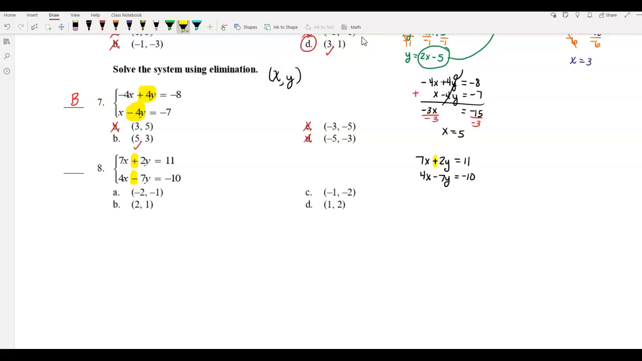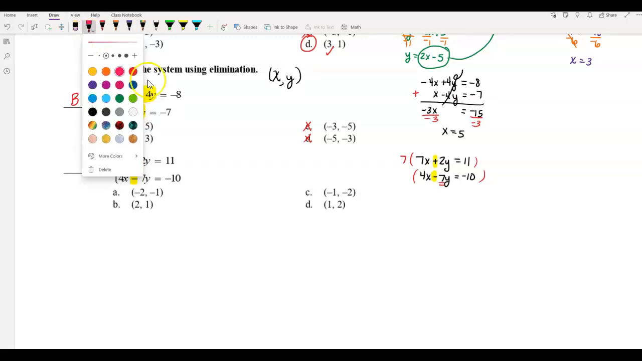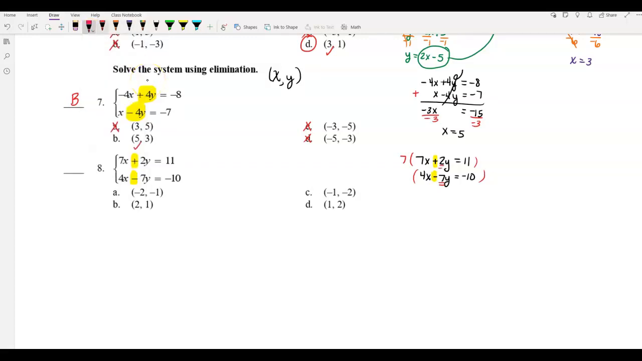Because these y's are already opposite, we're going to look at this 7 right here, and we're going to multiply the top by 7. And then we're going to look at this 2, and we're going to multiply the bottom by 2. So I'm going to choose a different color. Bottom by 2. What ends up happening is now we have 49x plus 14y equals positive 77. And then 2 times 4x is 8x minus 14y equals negative 20.